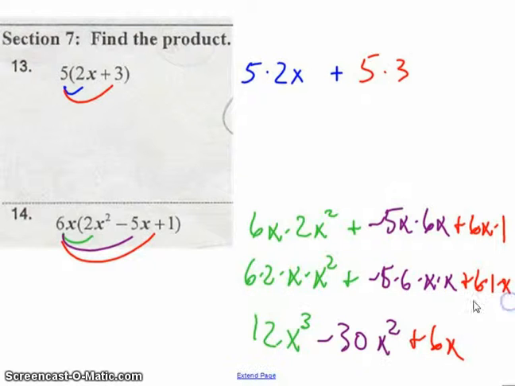So now I can see 6 times 2 is 12, x times x squared is x cubed. Remember, you add the exponents. Here, negative 5 times 6 is negative 30. X times x is x squared. This right here is the answer I was looking for to question 14. Let's move on to question 15.